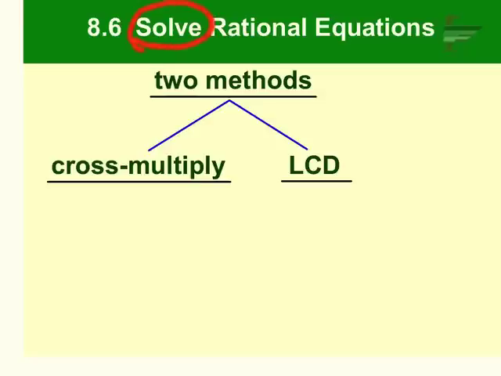Two methods that we'll try out. First method is the cross-multiply method, and you guys know how cross-multiplying works, so that'll be pretty straightforward. The other method, the LCD, is the least common denominator method, and you actually have done this before with linear equations, so I'll just remind you about that and then show you an example. And of course, watch the videos on this as well, just for more details.